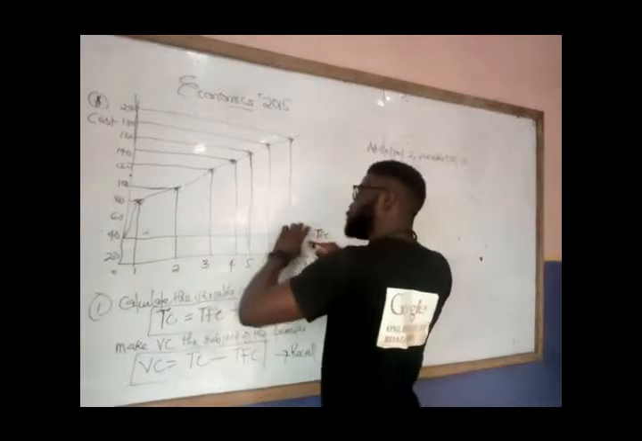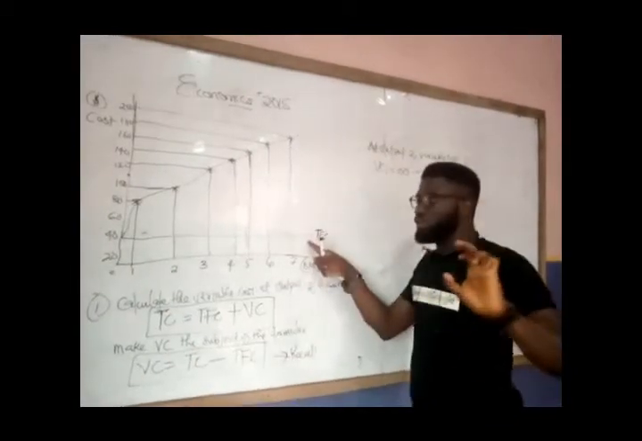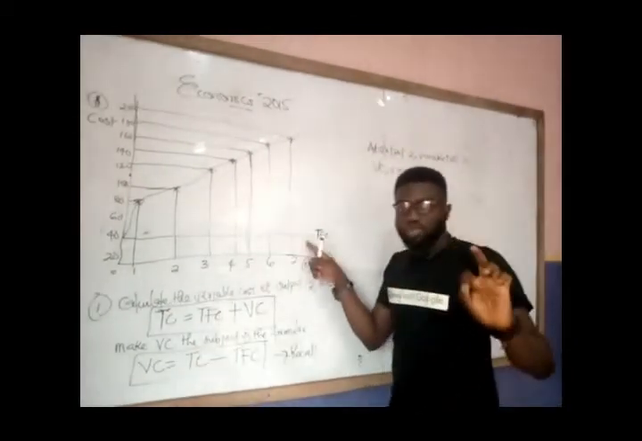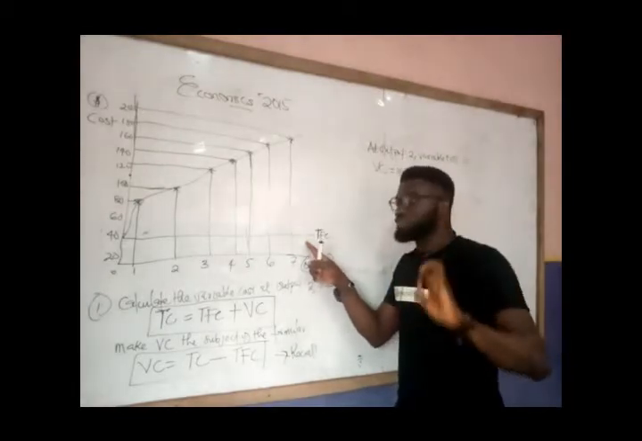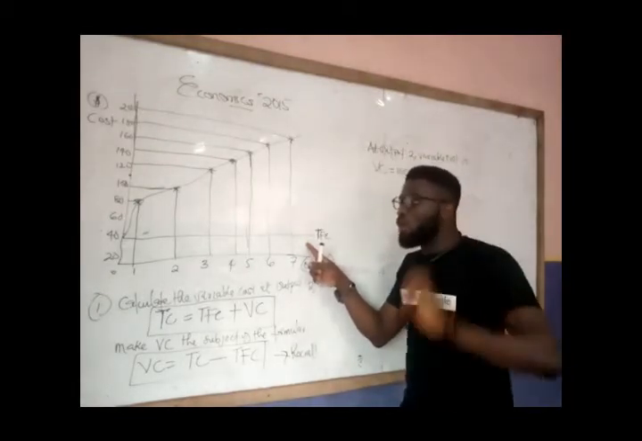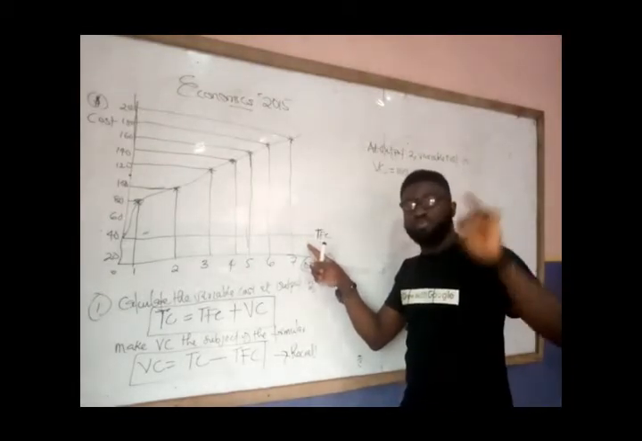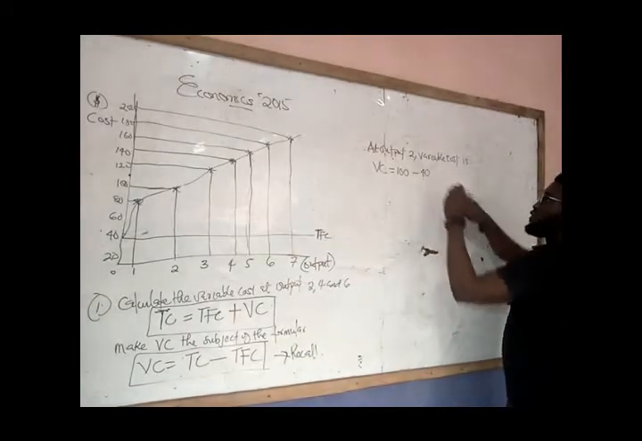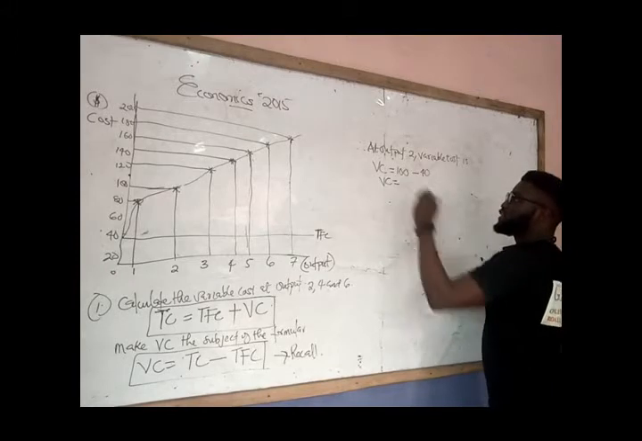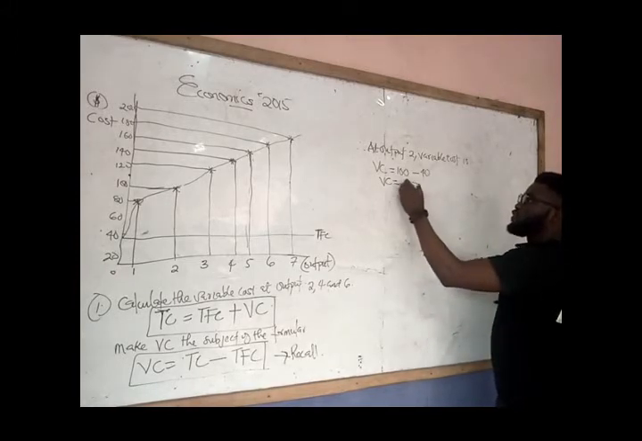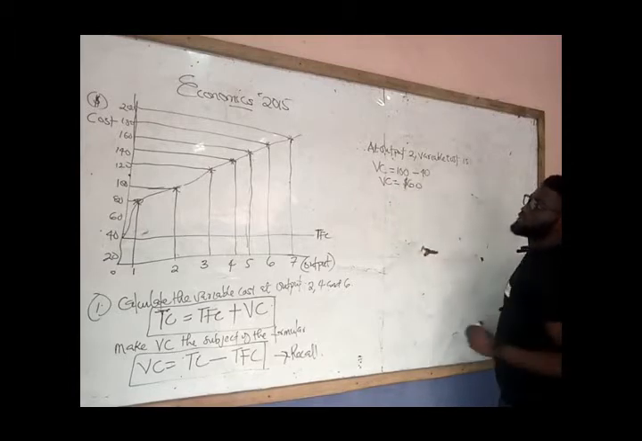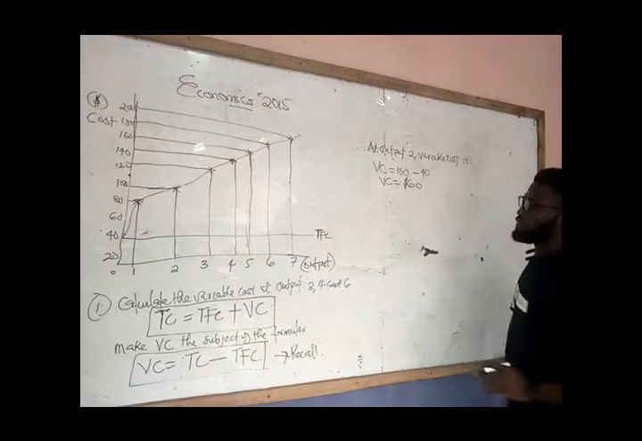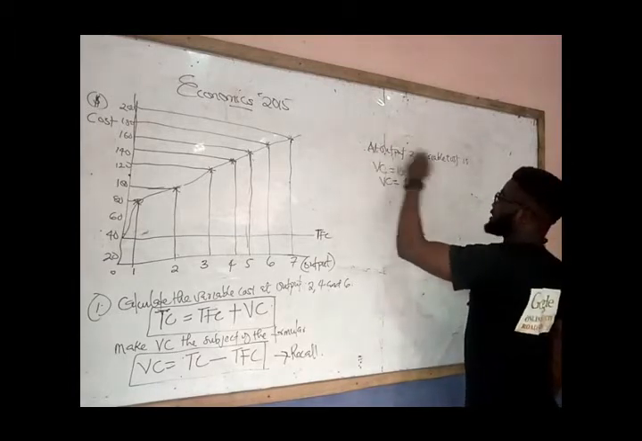In this question, your total fixed cost is fixed, which is 40. Remember I told you that total fixed cost is just that cost that doesn't change with the level of output. So we have 40. Therefore, we say VC equals this minus 40, which is $60. So that is the first thing, for output 2.